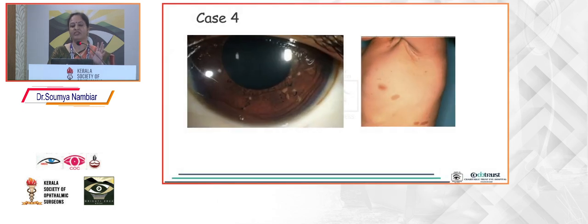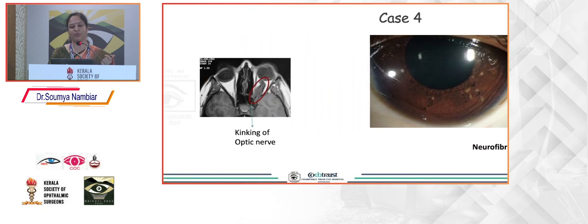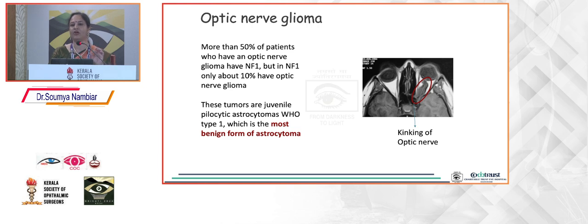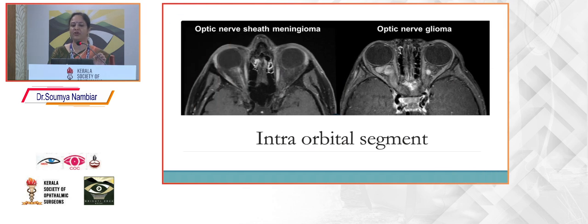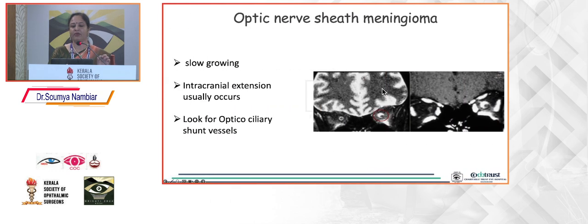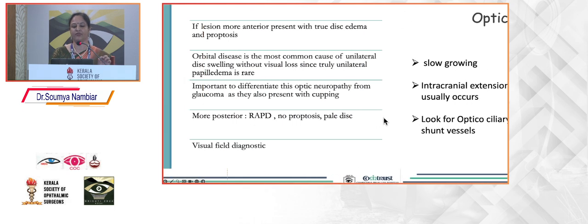Okay, and this is just to go through it. This is a case of Lisch nodules with neurofibromatosis. You have to remember that optic nerve glioma is common in neurofibromatosis. So how do you differentiate a meningioma and a glioma? In glioma there will be kinking of the optic nerve. In a meningioma, what you can see is sheathing along the optic nerve.